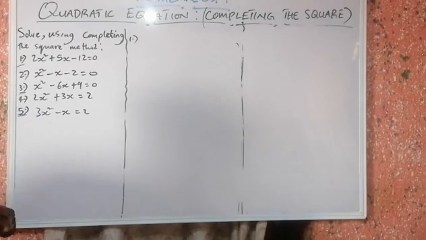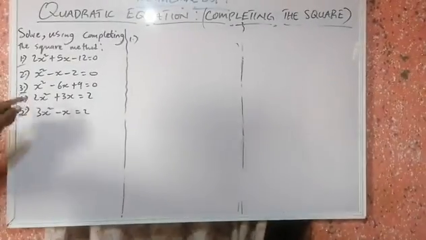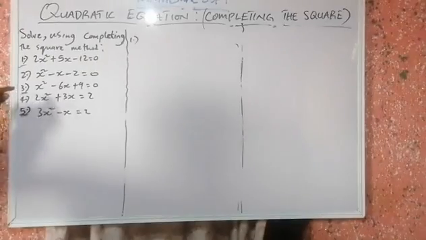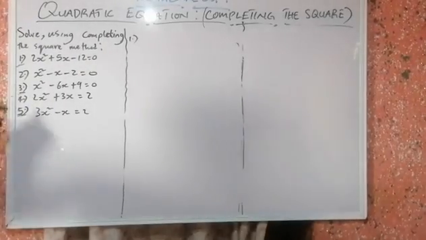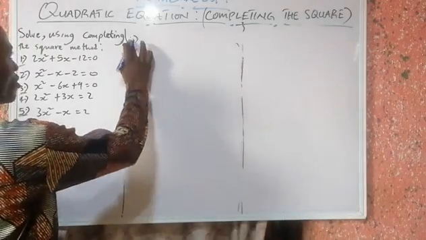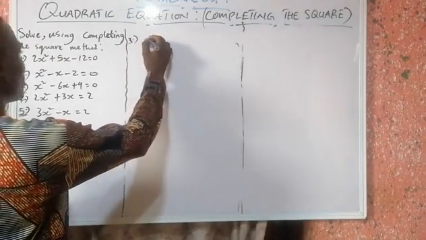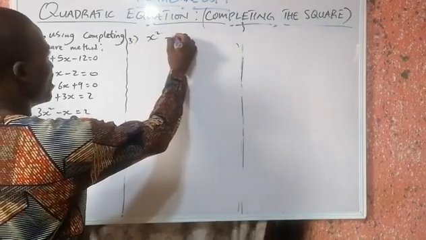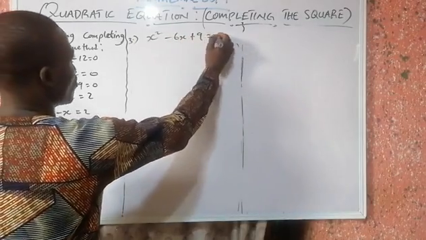So you can compare my answer with the answer you got when you did your own in factorization. You must have done that, because it's one of the questions I gave you. That's why I actually selected it, so that I can do it using the completing the square method. So I have question number 3, that's x squared minus 6x plus 9 equals 0.